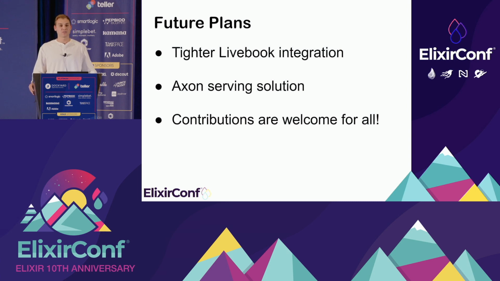And then an Axon serving solution. There are a lot of interesting considerations you need to have when you're deploying a model to production, and a lot of them are things that are baked into Elixir and OTP. I would love to see a native Axon serving solution rather than something like TensorFlow serving or PyTorch serving or something else. And contributions are welcome for all.